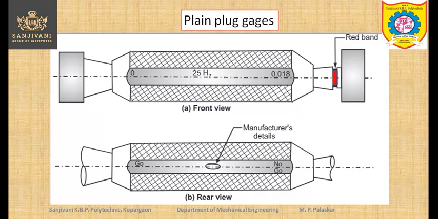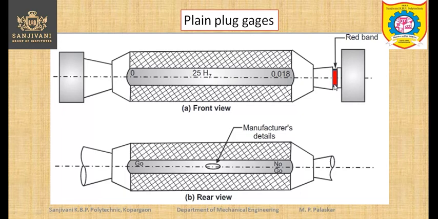Now let us study a few other gauges, the plain plug gauges. Let us start with the plain plug gauges. So here you can see this is a plain plug gauge. This is the front view. This front view is important, and here you can see the two ends. This is one end, this is the other end.